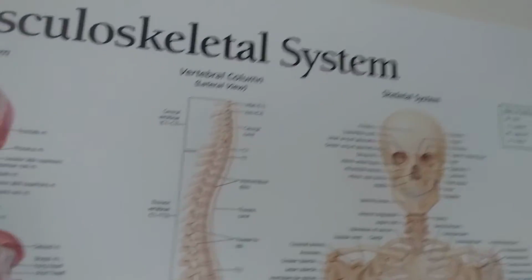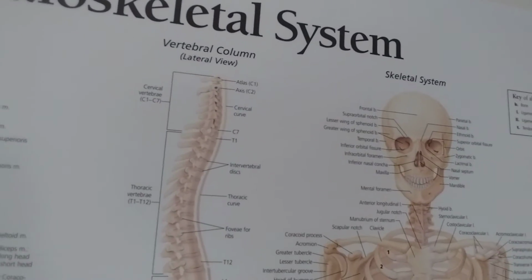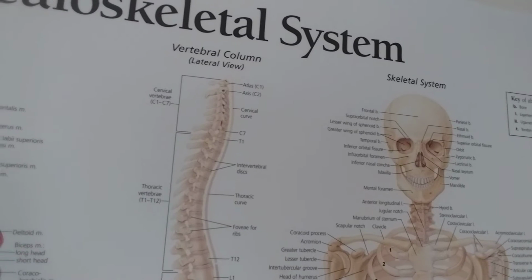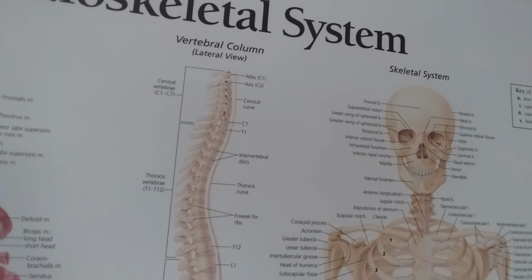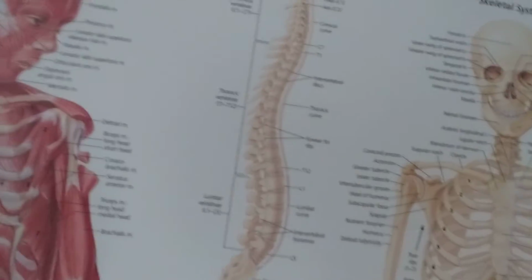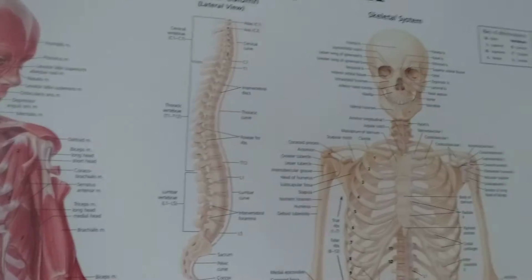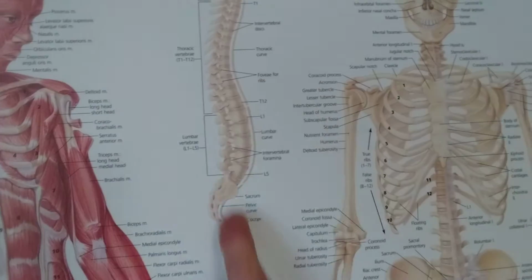If you have a look at the cervical spine, on top is the atlas. That allows you to nod your head. Next then is the axis. That allows you to shake your head for no, right? And the thoracic, each one of these is attached to a rib, and the lumbar is the lower back.